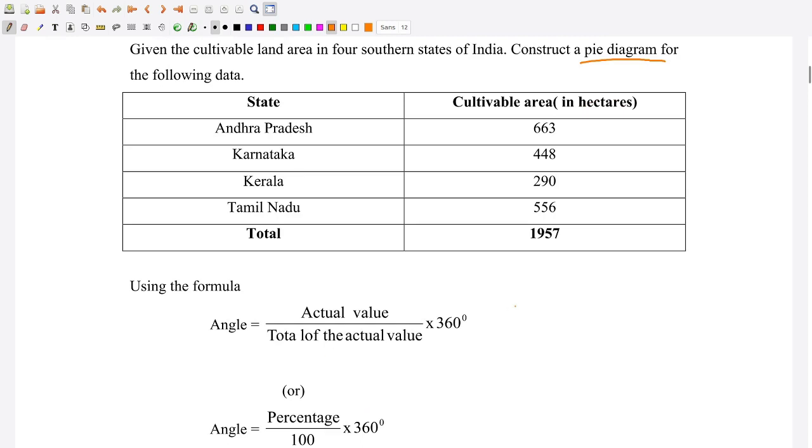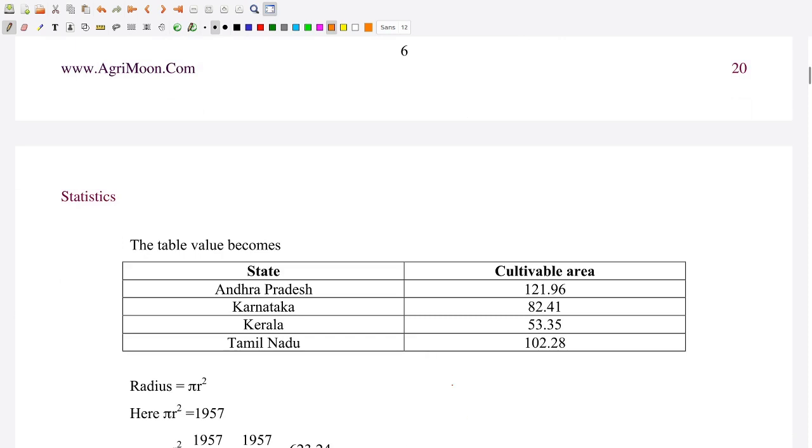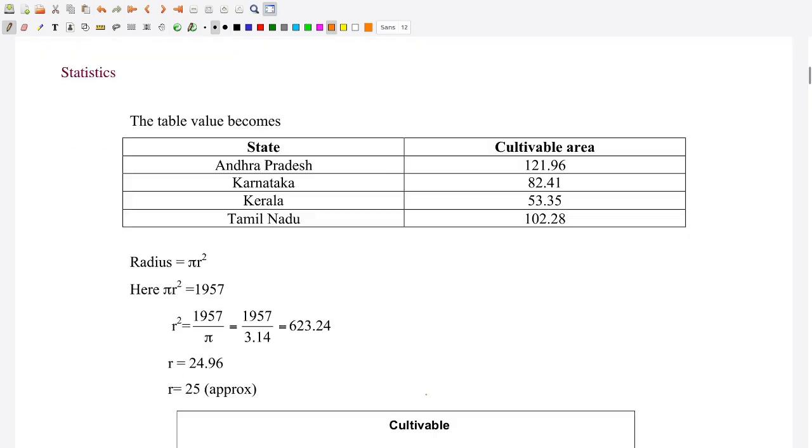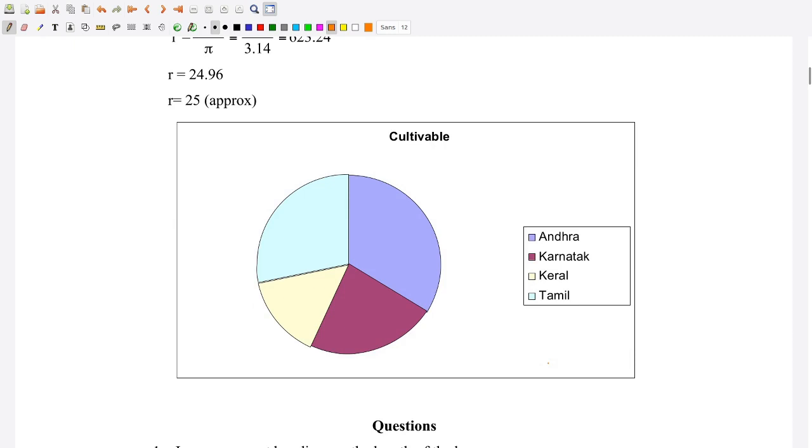How can we find the corresponding angles? For Andhra Pradesh, it would be 663 divided by 1957 into 360 degrees. When you do that, it comes out to be this one. You can check it and verify it by yourself. This is how we obtain this kind of graph.